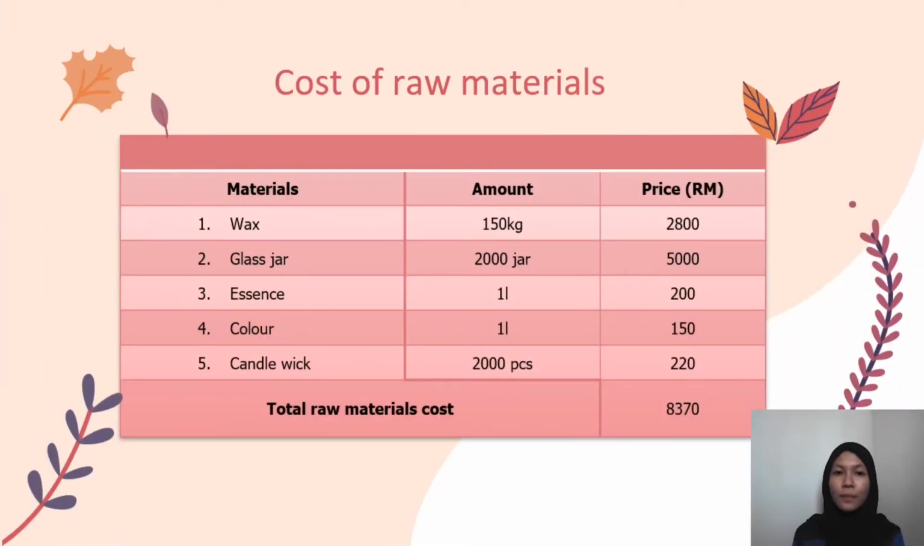Cost of raw material. Firstly, we have wax for 2,800. Secondly, glass jar for 5,000. Thirdly, we have essence for 200. Color for 150, and the last is candle wicks for 220. So the total raw material cost is 8,370 ringgit.